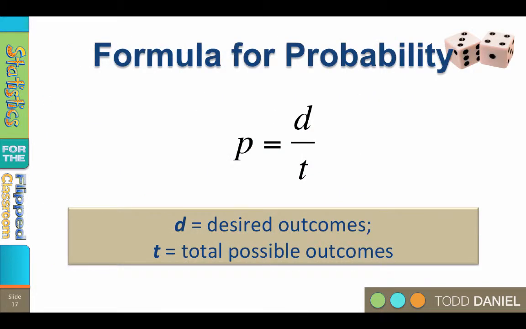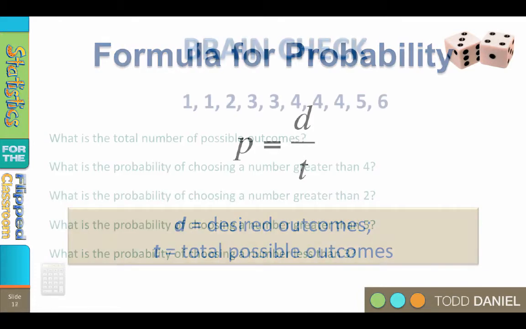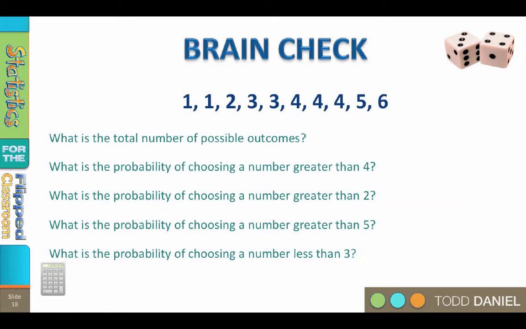In its simplest form, probability is the ratio of desired outcomes divided by the total possible outcomes. And this is the formula for probability. P equals D over T, where D equals desired outcomes and T equals total possible outcomes. Let's apply this formula to a data set. In this case, we have the numbers 1, 1, 2, 3, 3, 4, 4, 4, 5, 6. Imagine that we are going to write each number on a poker chip and place all of them into a bag. We're going to pull out one poker chip at random.